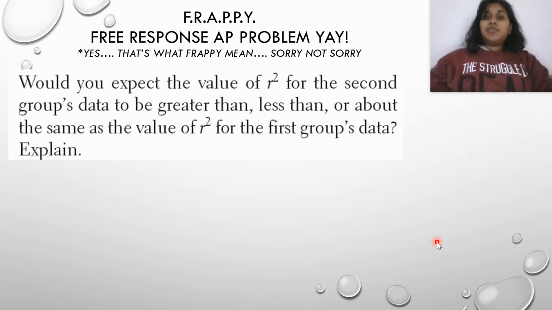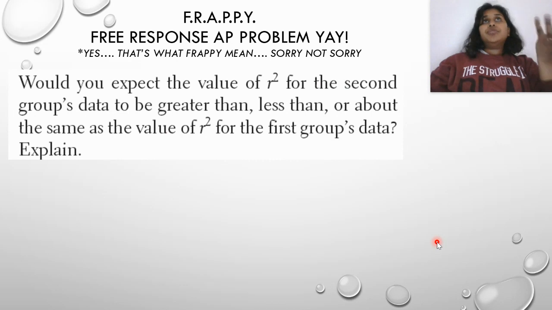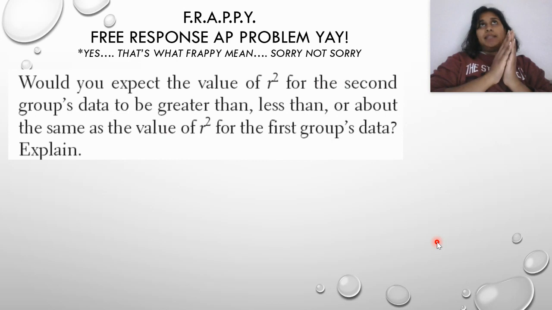So would I expect the value of R squared, so how close my data fits the line, for the second group's data to be greater or less? So if I've got an original experiment, we're dealing with carnations, my R squared value is pretty good, right? It was fairly strong. All my points were pretty close to that LSRL line.